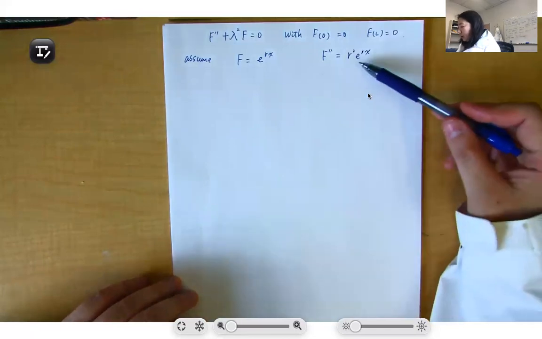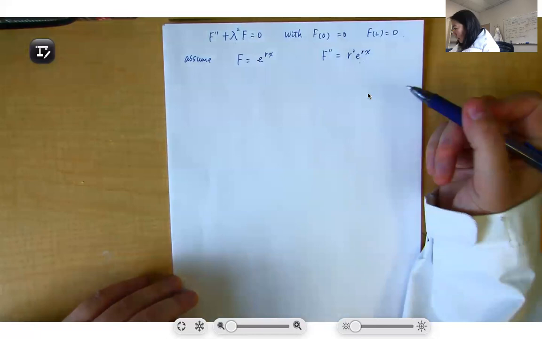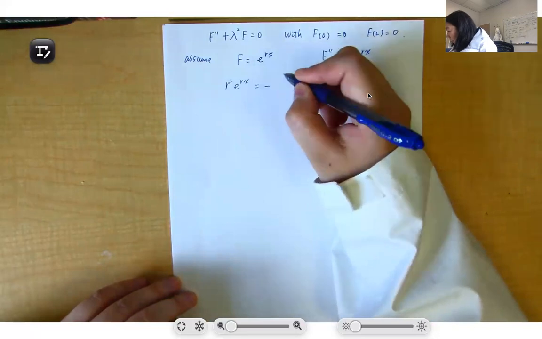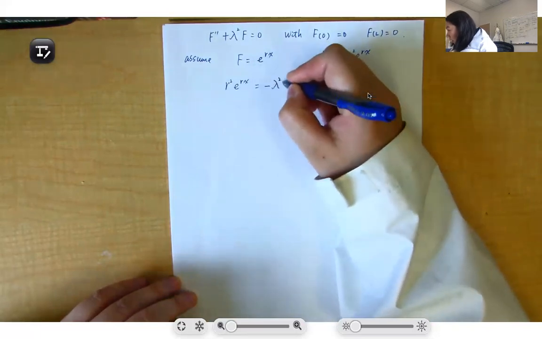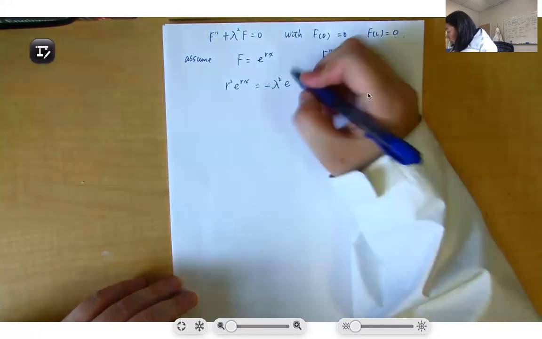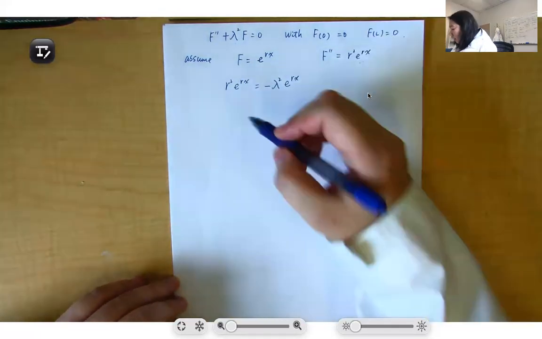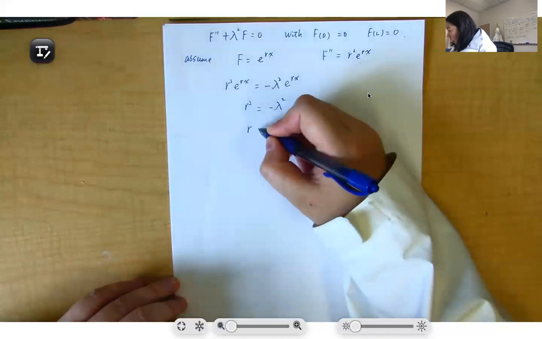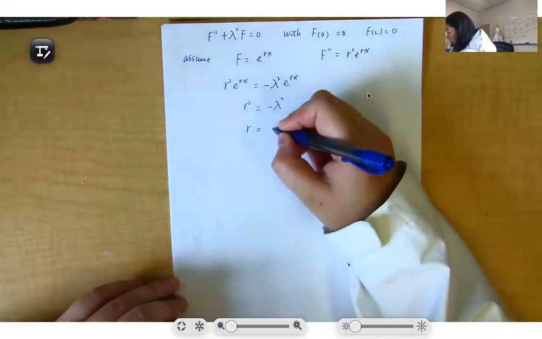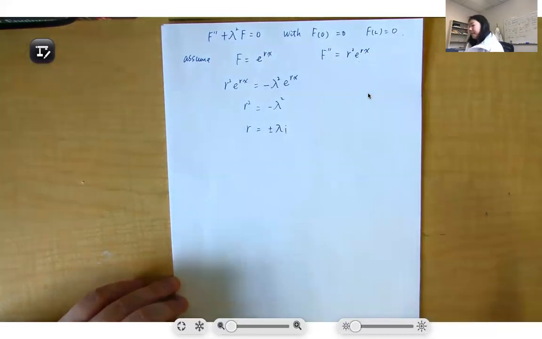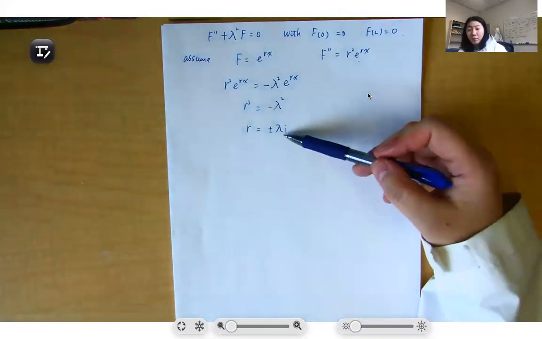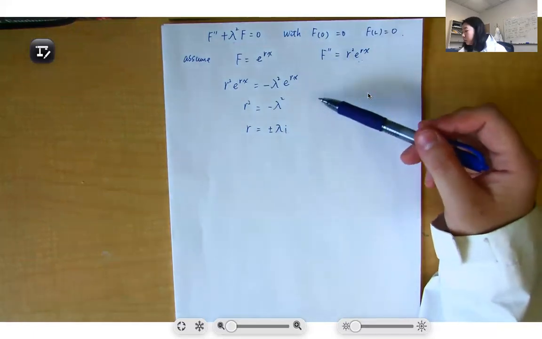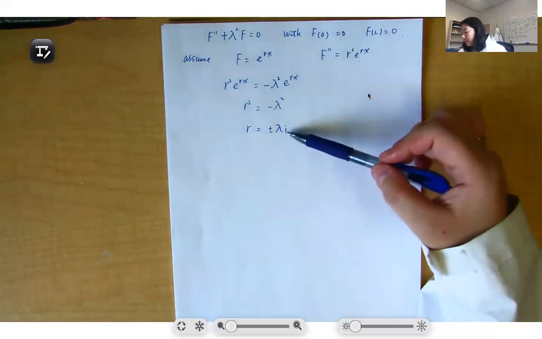Then you put this solution into the original ODE, and what we get is r squared e to the rx equals minus lambda squared e to the rx, right? So you get r squared equals minus lambda squared. Then r will be equal to plus minus lambda i. So this is the root of your r. You will get two roots because this is a second order homogeneous ODE. And these roots have an imaginary part.